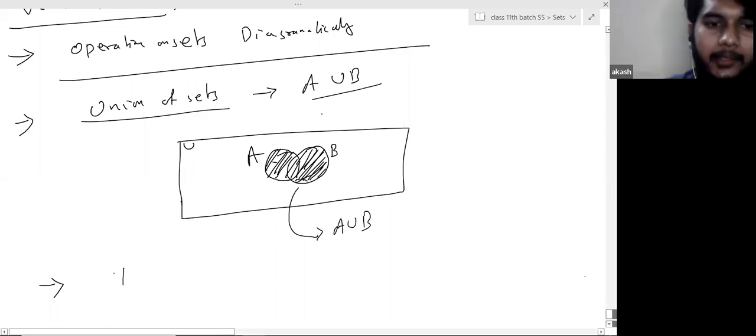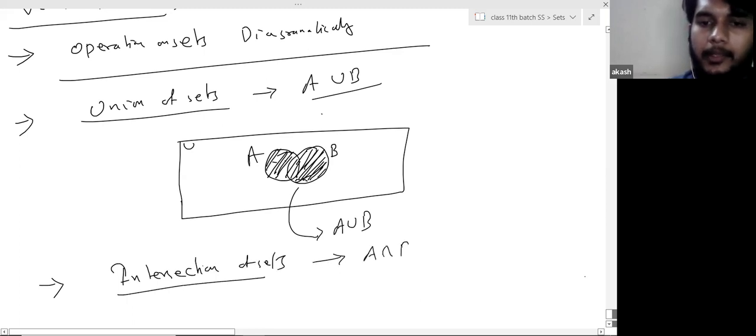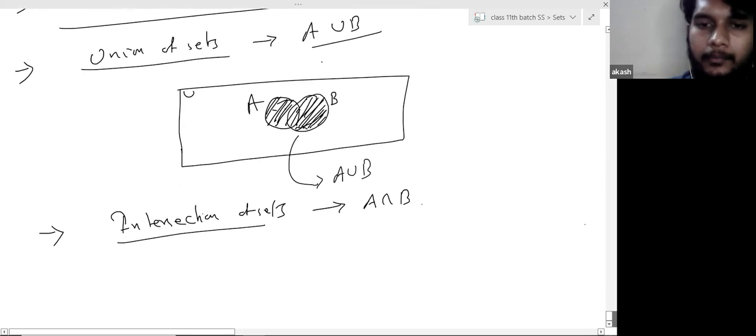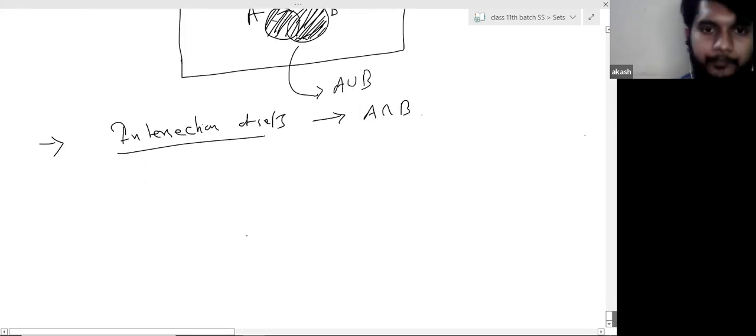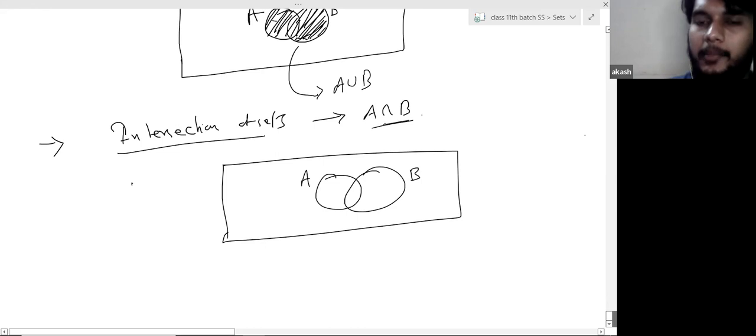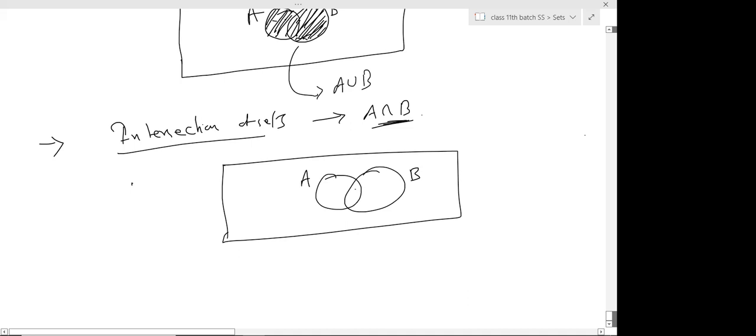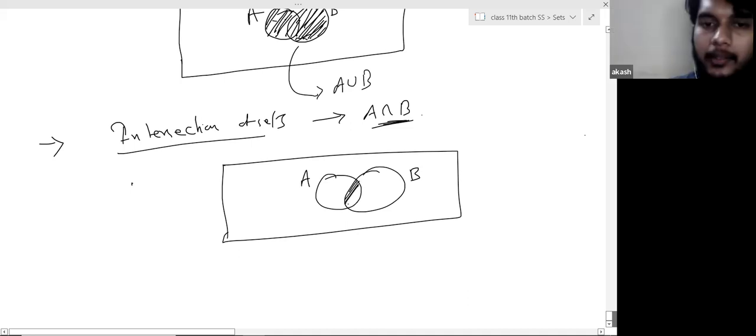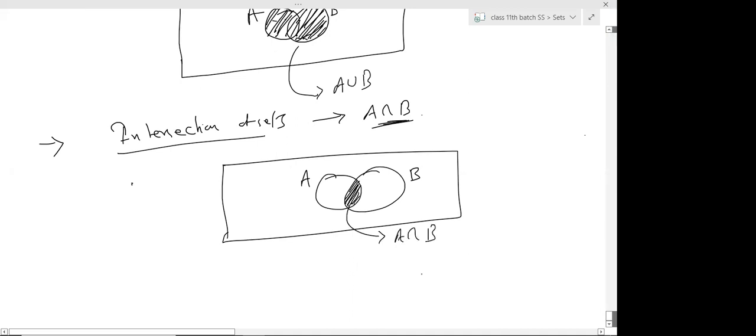Right now, what is left? Intersection of sets. That is A intersection B. This you can represent. If this is A, this is B, then only the common elements are there, right? That means we have to take the common area only. So this is the intersection of A and B. All right, only the common area.